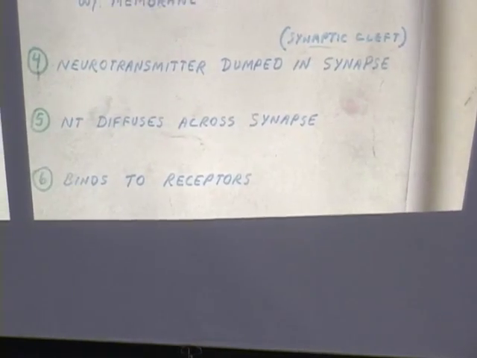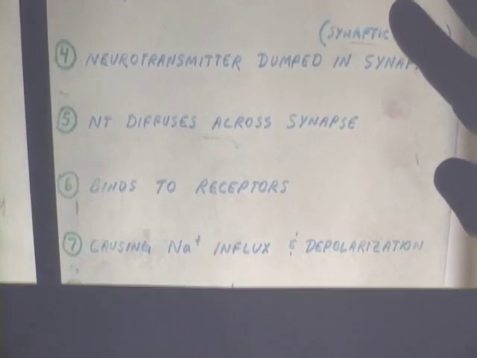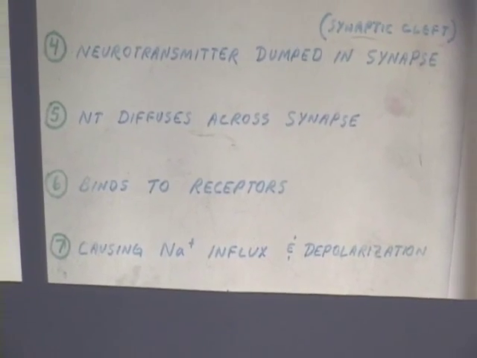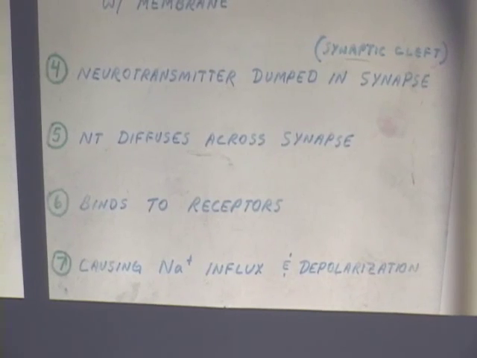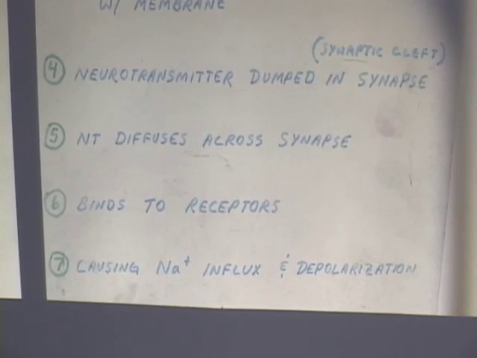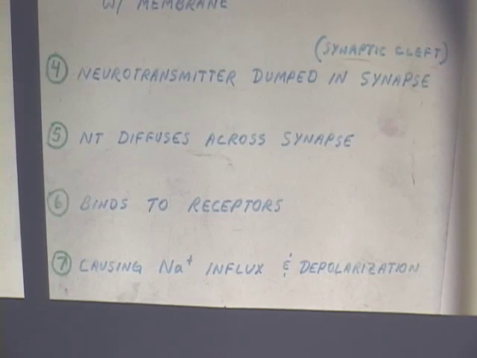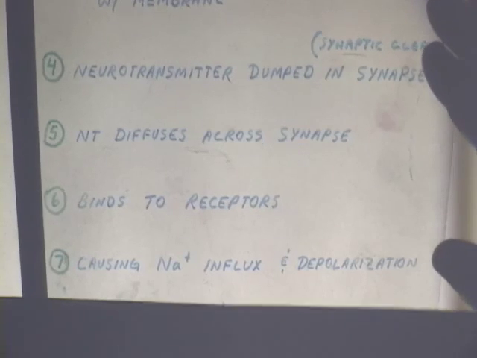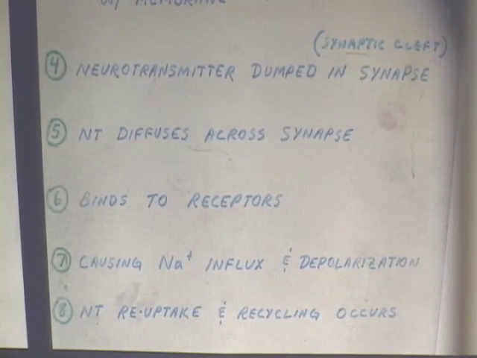So it binds to the receptors. This causes sodium to rush in. Depolarization is just the word for when you get a quick change in the electrical charge of this next cell. And so once that occurs, then you have the neurotransmitter.